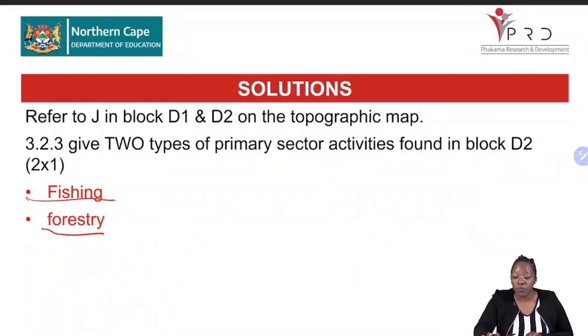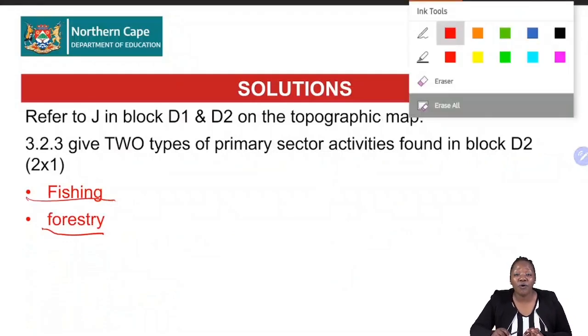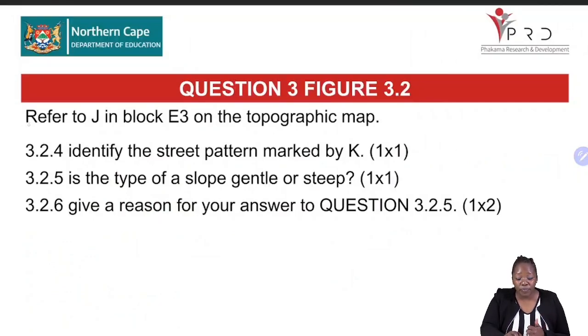So I hope you do realize that you need to answer based on what is given on the map. Then we are still in figure 3.2. Remember, it's 12 marks. So your questions number 4, 5, and 6. Number 4, identify the street pattern marked by K. The instruction says refer to block J in block E3 on the topographic map.